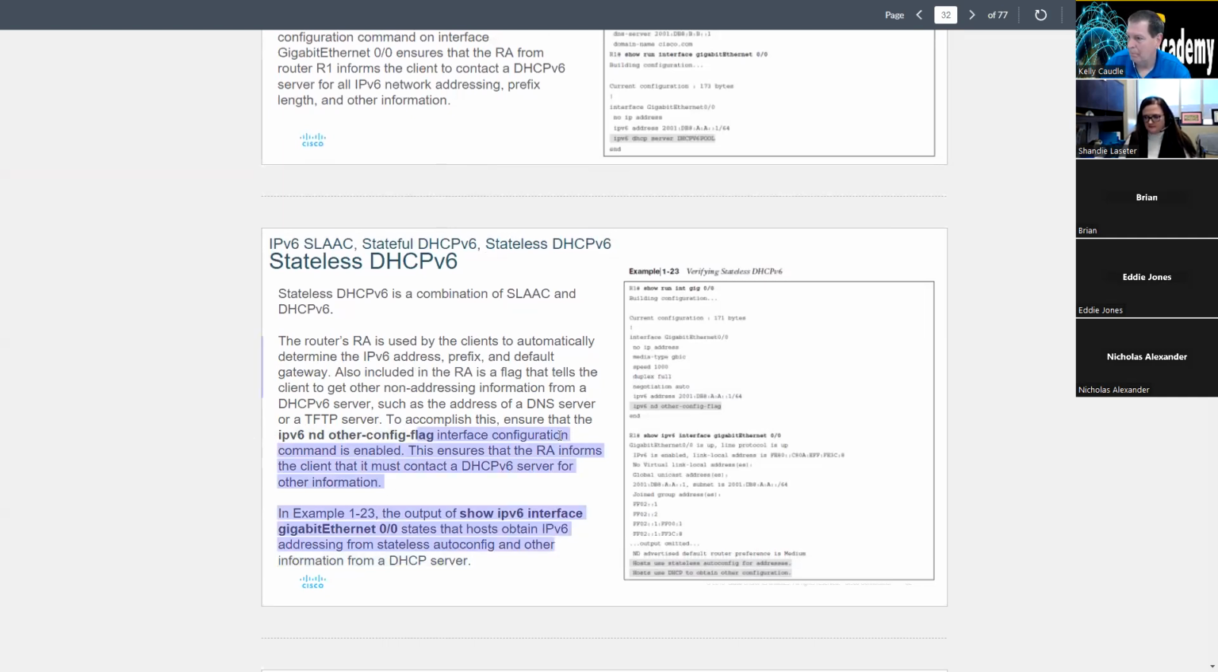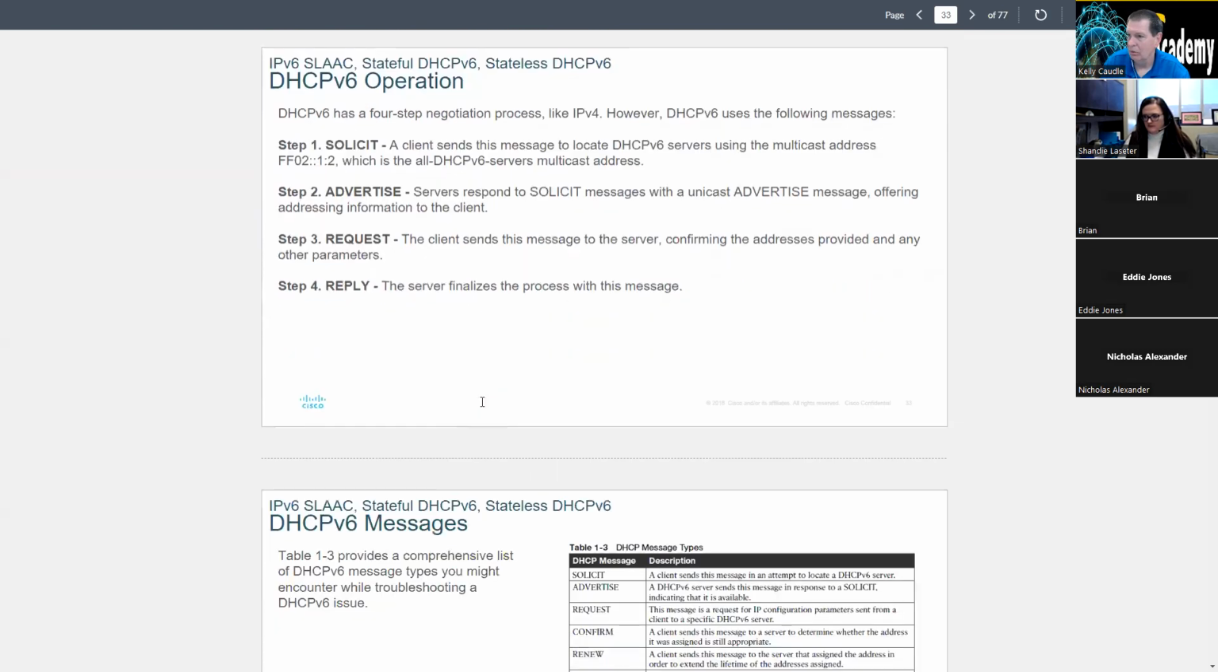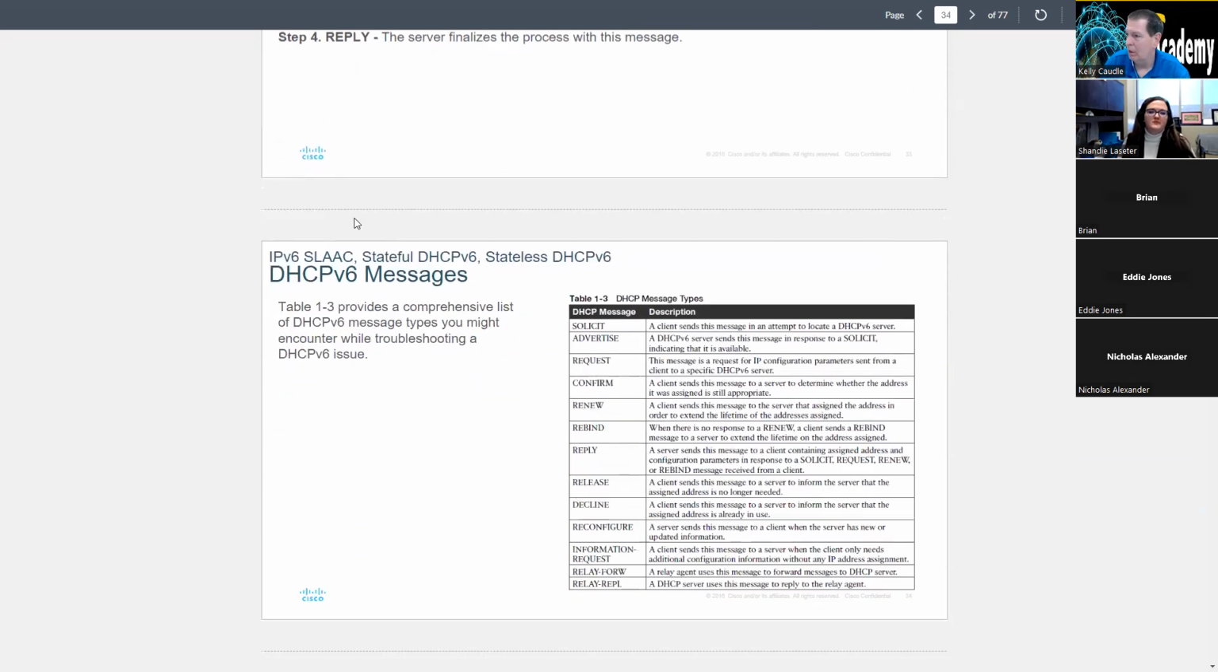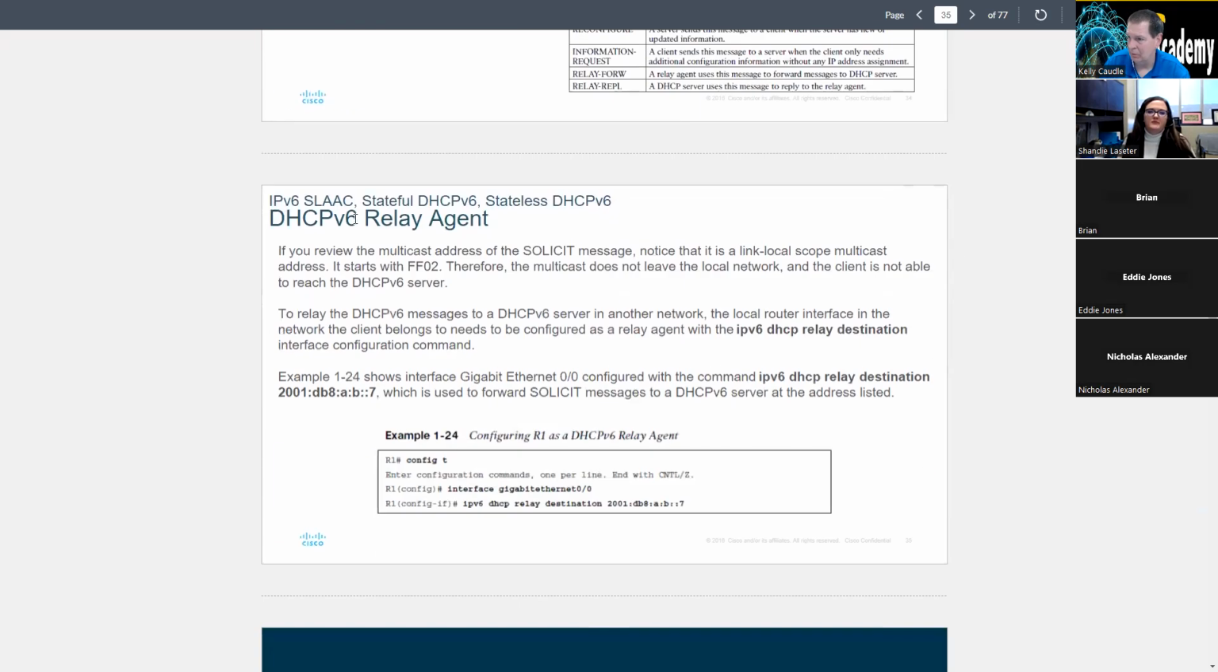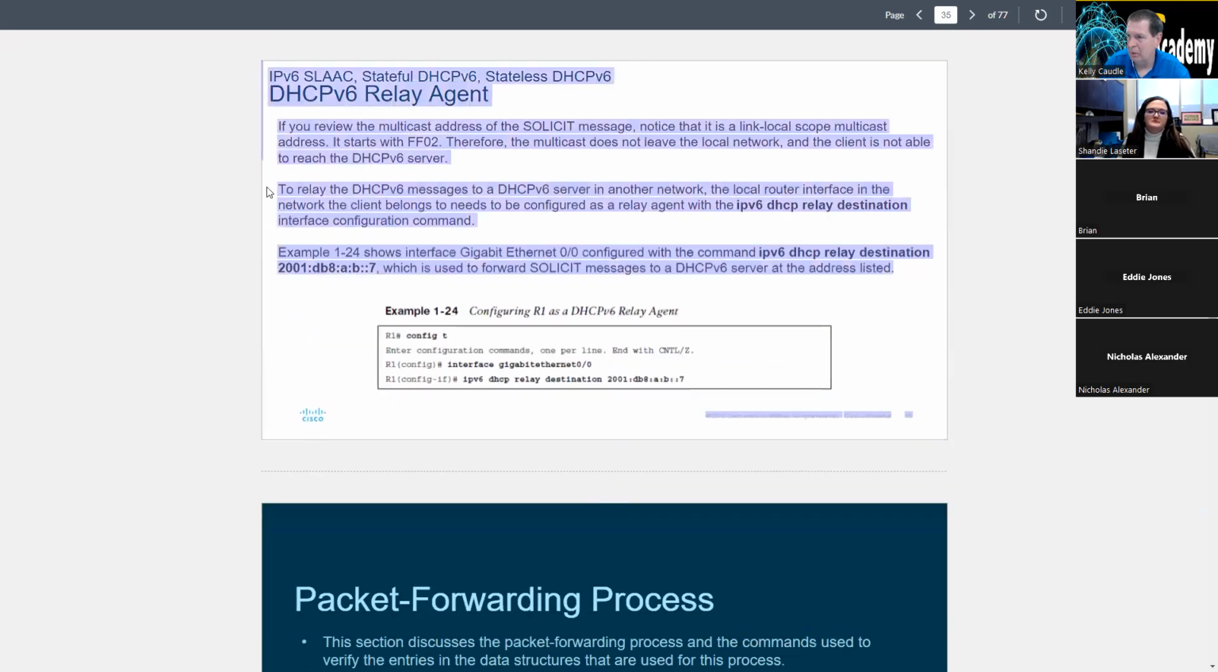All right. So most of that's a review of what we've done before. DHCP does have a 4-step process: solicit, advertise, request, reply, which is similar. It's not exact, but it's very similar. And there is actually a DHCPv6 relay agent. So if you need to relay to your DHCP server, your DHCPv6 server doesn't have to be on the local router. It can be on a remote router. Okay, be aware of that.